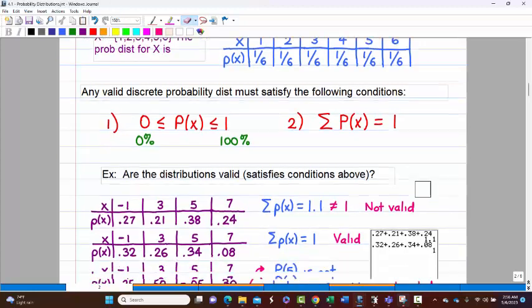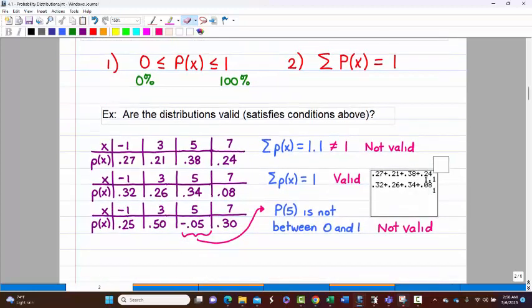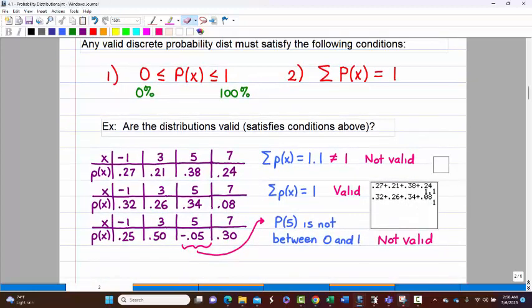Now let's see if we think these distributions might be valid by that definition. The values of X do not matter. Those X's can be anything. We're just looking at the probabilities. So we have 4 probabilities. Individually, they're all fine. They're all between 0 and 1. That part's good. But when you add them up, which I did here in the calculator, they add up to 1.1, which is not equal to 1. Therefore, that probability distribution is not valid, not possible.